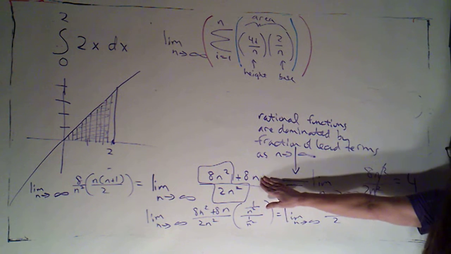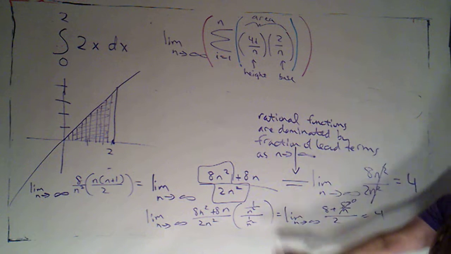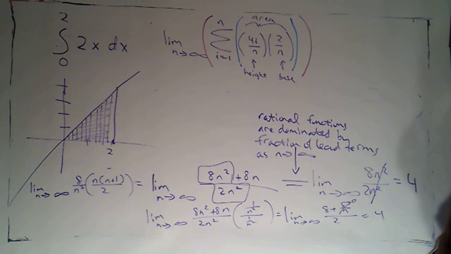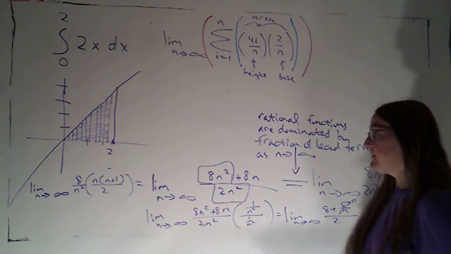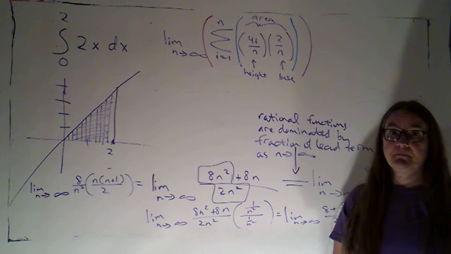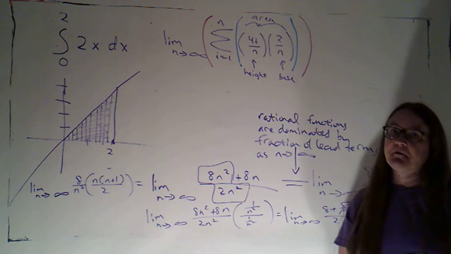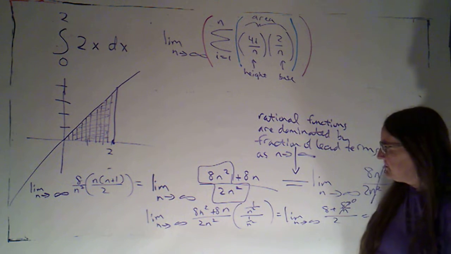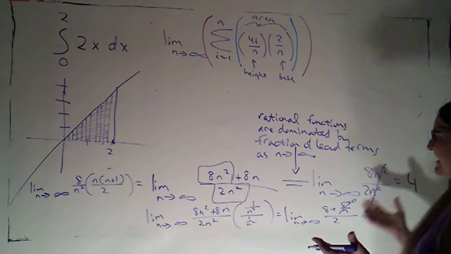I am totally fine, when we're doing limits of Riemann sums, it's a long problem. So I am totally fine with you using the shortcut of just looking at the fraction of the lead terms. What I am not okay with is you using L'Hopital's rule, because you can't. Because this is not a differentiable function. You might look at that and say, yes it is. It's just going to be, the top is just 16n plus 8.